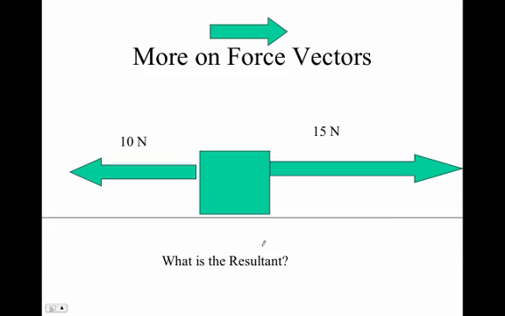Let's look at this. What would the net or resultant force be if these were our two forces? 15 in this direction and 10 in this. Well, we could bring this arrow over and line it up. The 10 newtons right there. And so that would cancel that part. So all we'd have left is 5 newtons to the right. The resultant or net force would be 5 newtons to the right.